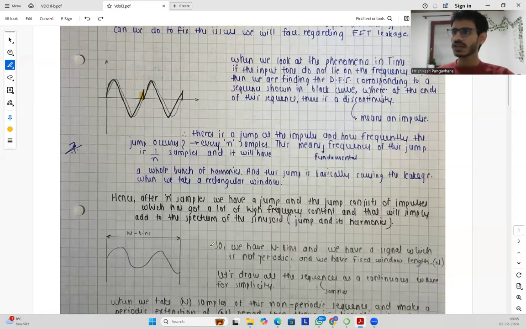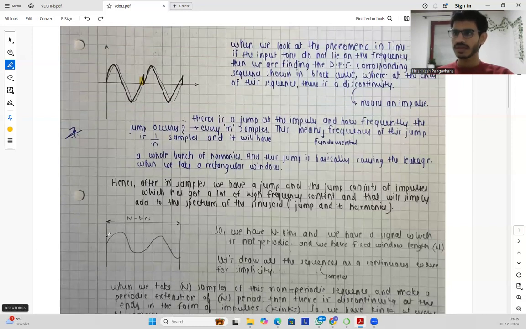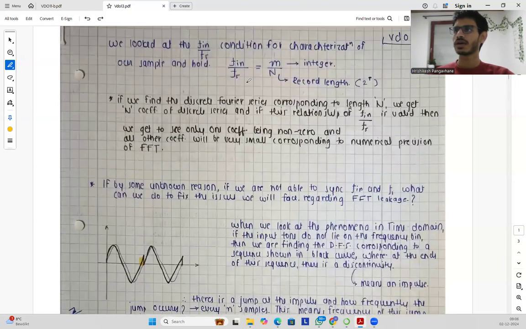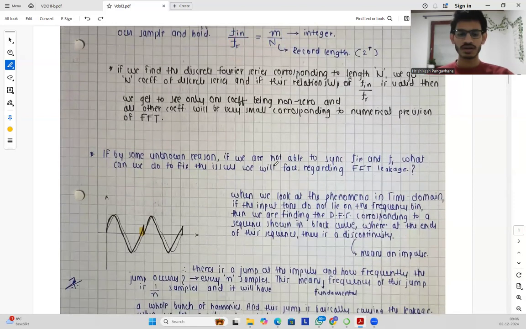If we analyze the same thing in the time domain, we have n bins from 0 to n minus 1, and between those n bins we have a non-periodic signal which is not being synced, or let's say which is not satisfying this condition. So that's why FFT leakage occurs, right?